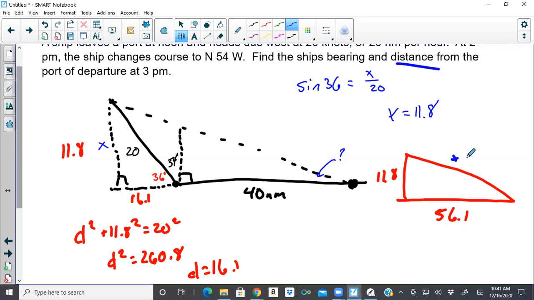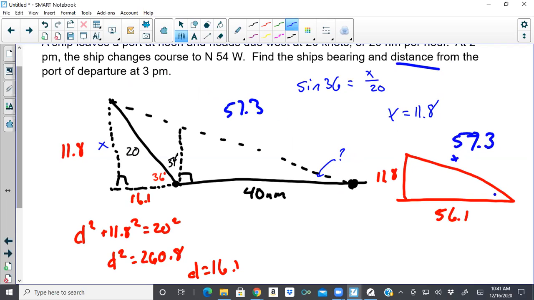So if I know what my distance is going to be, I'm going to do 11.8 squared plus 56.1 squared. And then I'm going to take the square root of that answer, and I get about 57.3. So my answer will be 57.3 nautical miles from point to point. So this will give me 57.3.